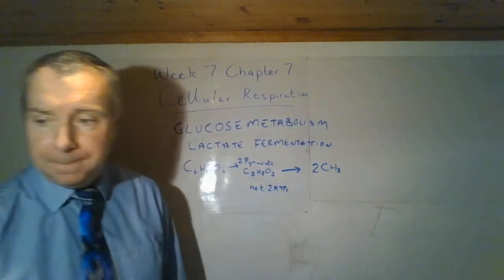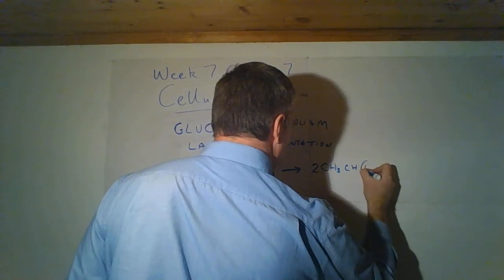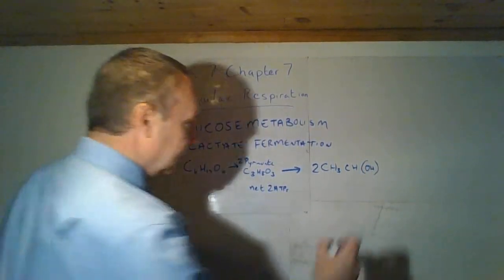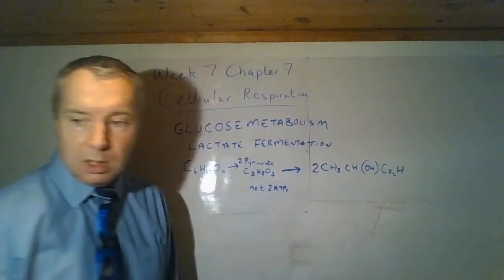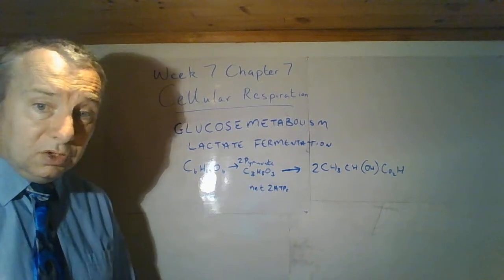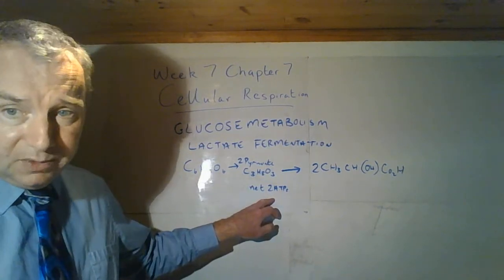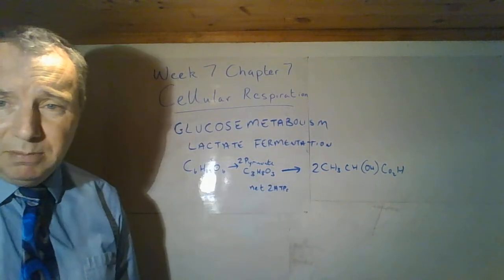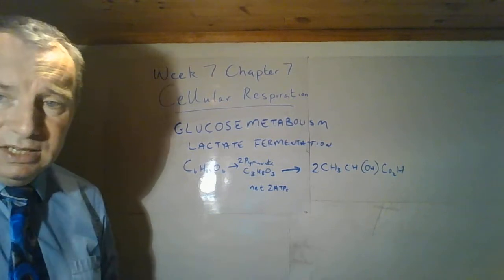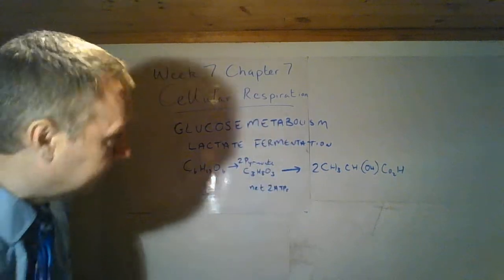and that is 2CH3HOHCO2H. And so the products of this reaction are, we get 2 ATPs instead of the 36 to 38, and we have lactic acid as a byproduct, and buildup of lactic acid is what causes that crampy feeling in your muscles.